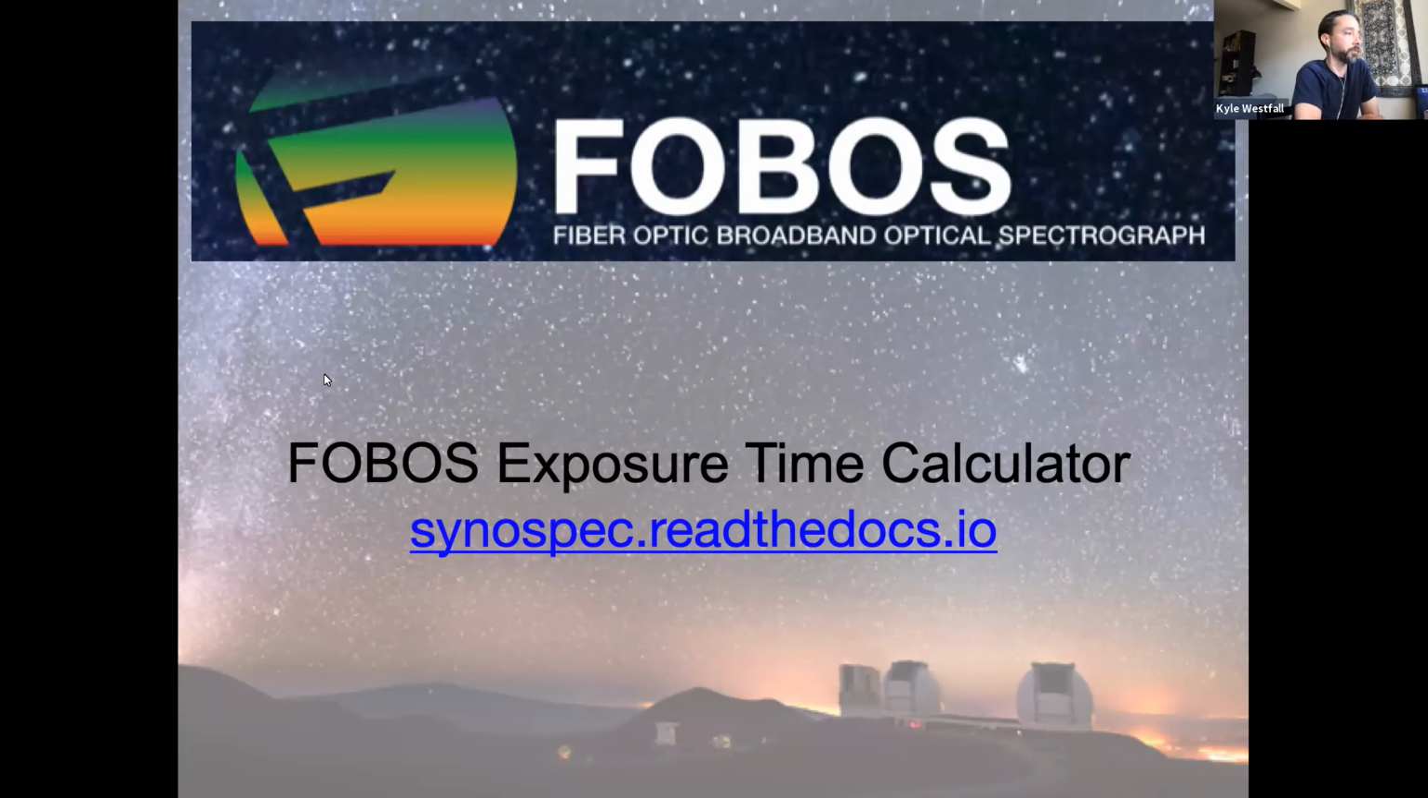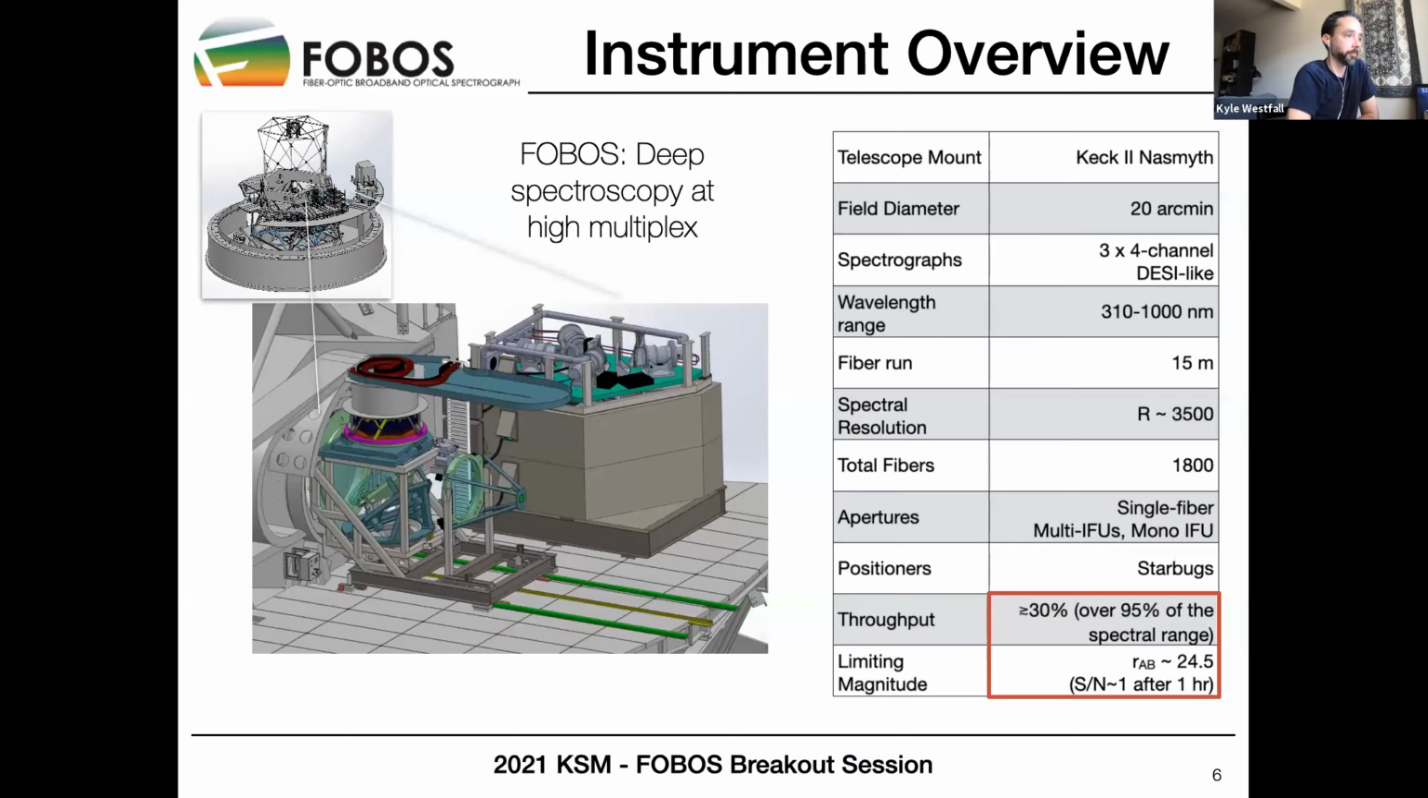And it's part of this package that I put together that also includes an exposure time calculator for WFOS, the iteration of WFOS as it was 1 year ago, if you're interested. It's called Synospec, and there's the read the docs link there. I'll post these slides on the Slack channel after this. And so the exposure time calculator really focuses on the throughput of the instrument.